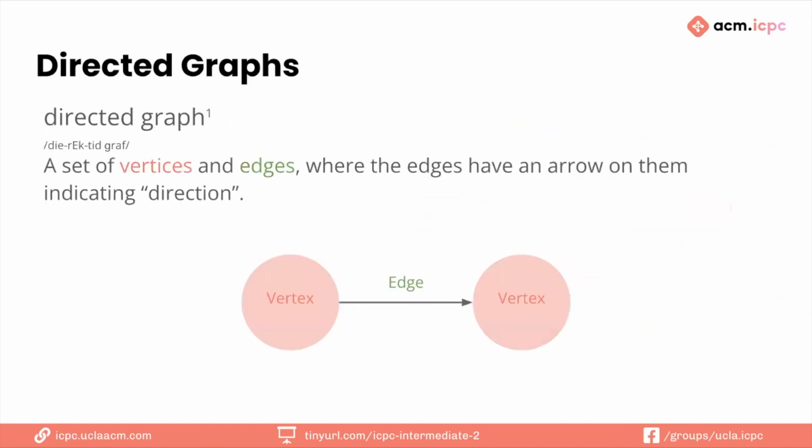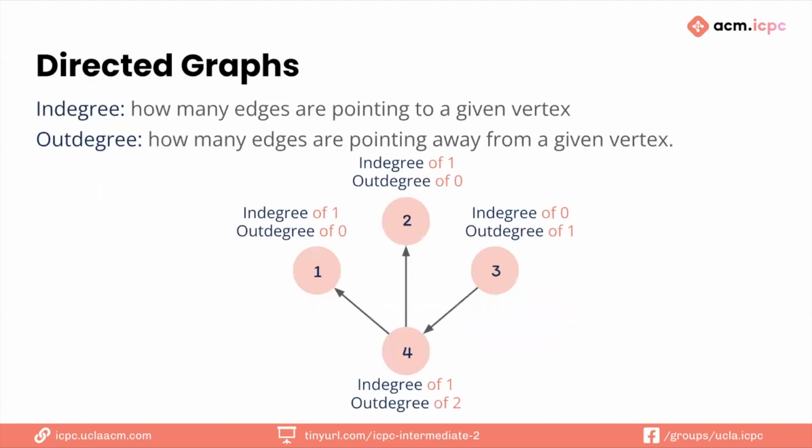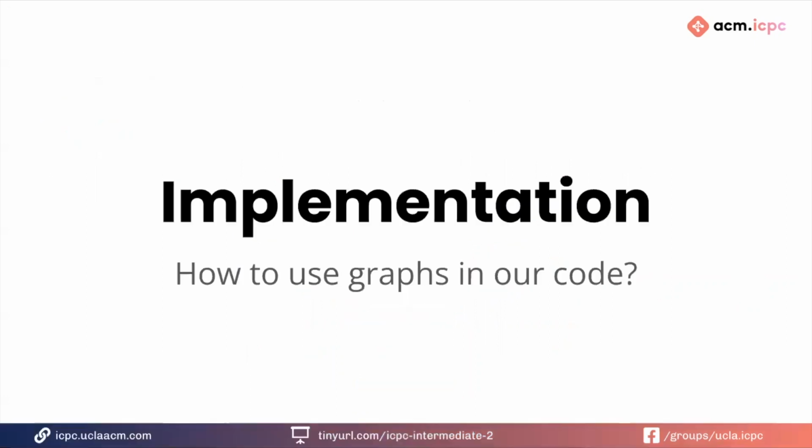So far, we've been talking about undirected graphs. There are other types of graphs, for example, directed graphs. Here, instead of edges, we draw arrows, and arrows represent a directed relationship between two vertices. In this case, we also define a degree of a vertex. We have in degree and out degree. In degree is how many edges are pointing to a given vertex, and out degree is the number of edges pointing away from a vertex. All right, does anyone have any questions so far?